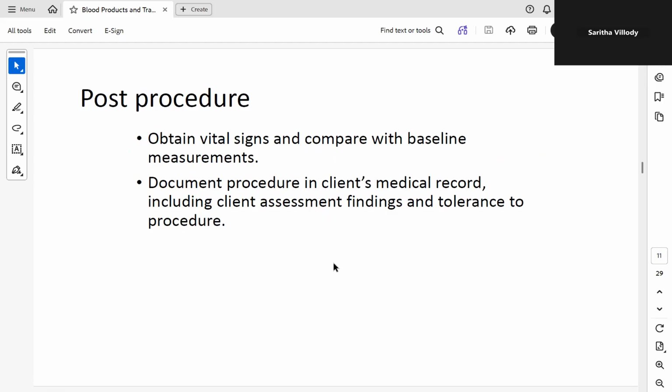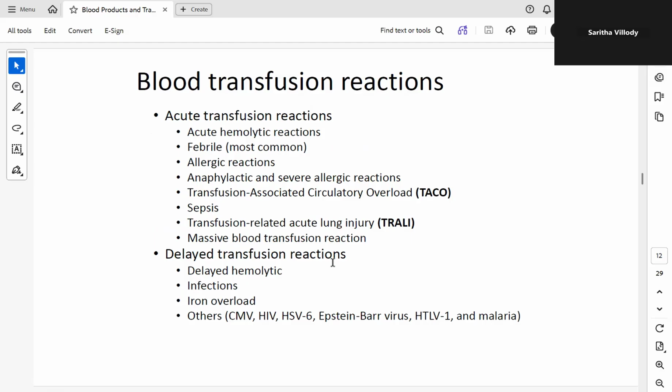Post-procedure, obtain the vital signs, compare them with the baseline measurement, and document the procedure in the client's medical record, including your assessment findings and tolerance to the procedure. Any procedure you do, you always document how the patient tolerated the procedure.